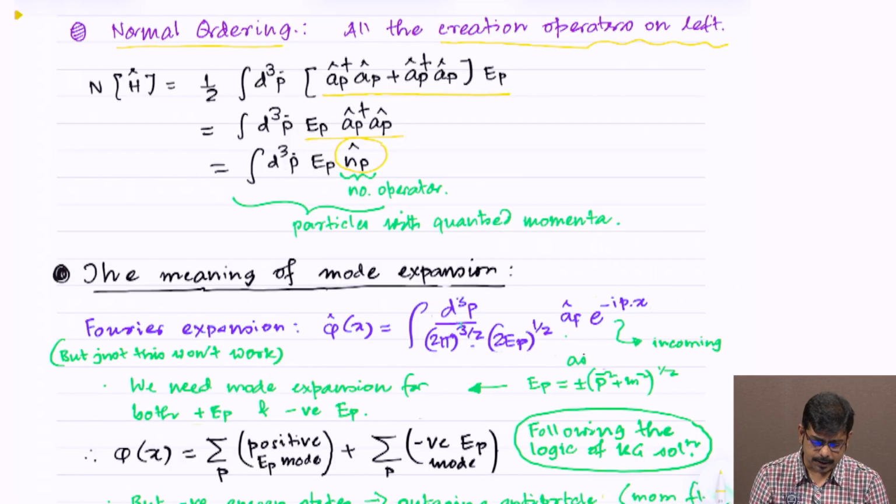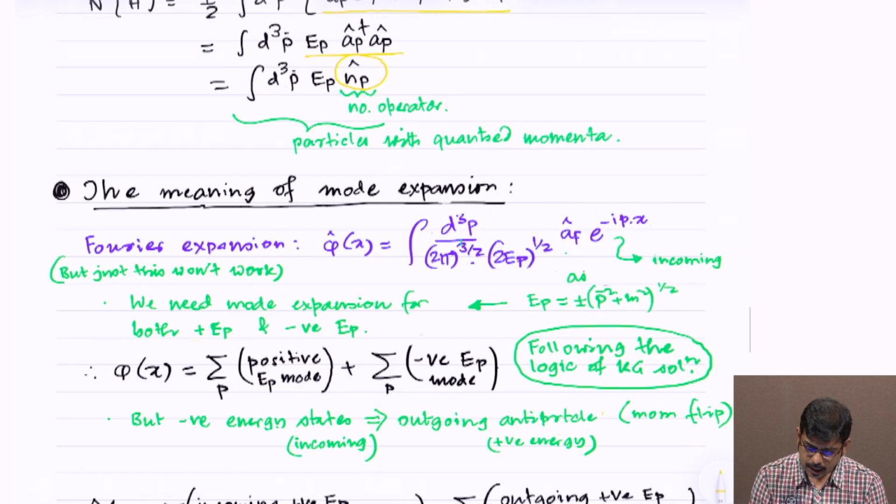So, this is basically the idea that we bring out the quantum description of particles from this classical field theory that we started our discussion with. And the crucial step that goes into this whole thing is the mode expansion that we did. So, let us look into the meaning of mode expansion once more.